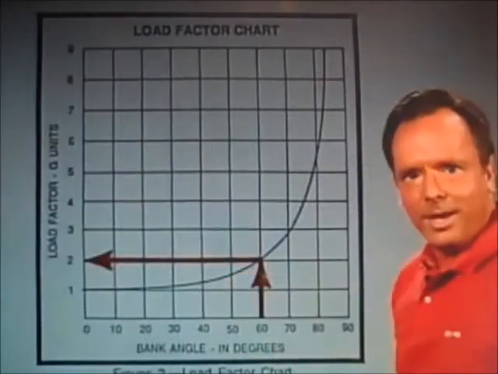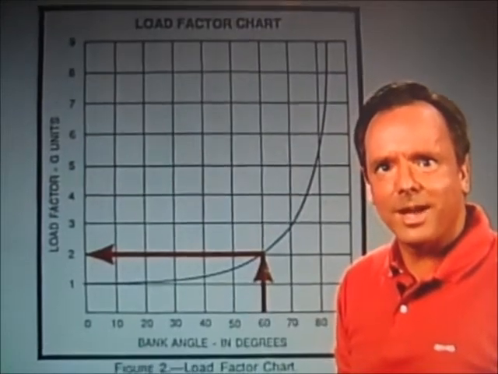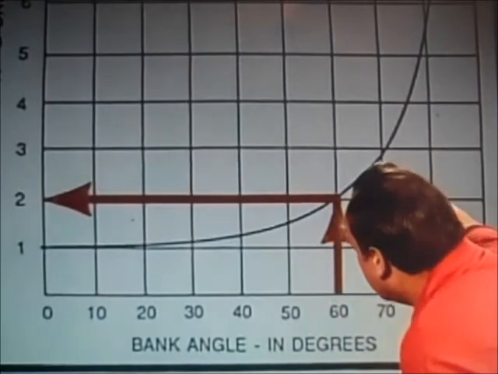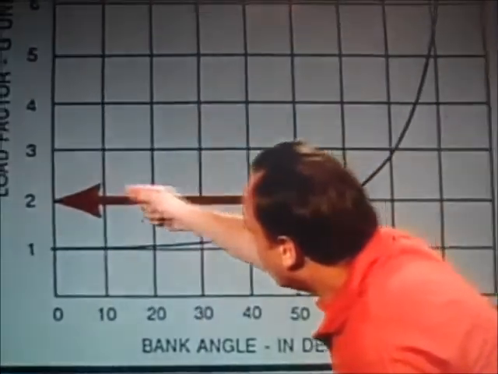This time you have the airplane in a 60-degree bank. A 60-degree bank, we start down at the bottom of the chart at 60 degrees, read up till we hit the load factor line, read off to the left. We see that we're going to put a load factor of 2 on the airplane. That's 2 G's. It means the airplane and everything in the airplane will weigh twice as much.